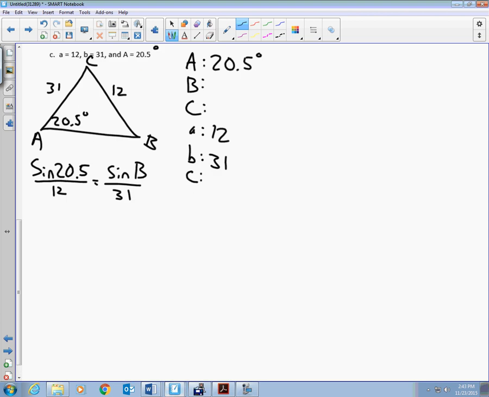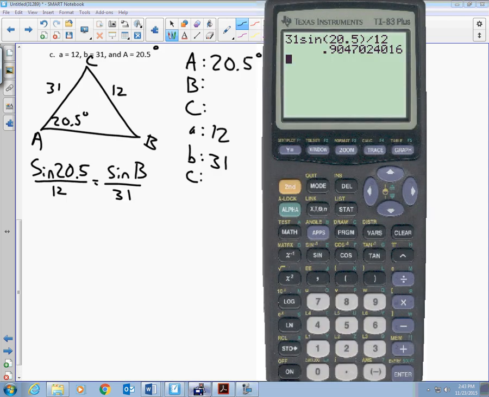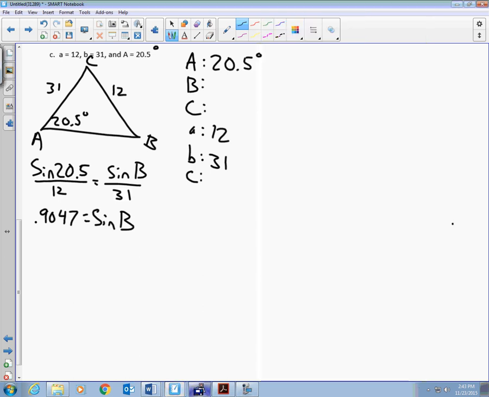We have a triangle right here, and we're going to set up another one. First, I'm going to write this down: 0.9047 is equal to the sine of B. At this point, and this is probably the biggest mistake that people make, is they don't set up the second triangle right now. Your notes say to set it up right now, so that's what we do. I keep these the same: 20.5, 12, 31. All the rest of the pieces, B, C, and then side C, are going to be different.